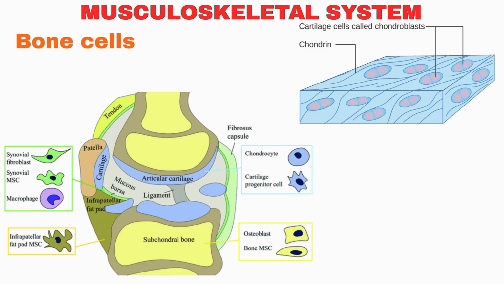Chondrocytes are specialized cells that are the only cells found in cartilage, responsible for producing and maintaining the cartilage's extracellular matrix. They are vital for the structure, support, and cushioning functions of cartilage in joints and other areas of the body, and they play a role in bone development and fracture repair.